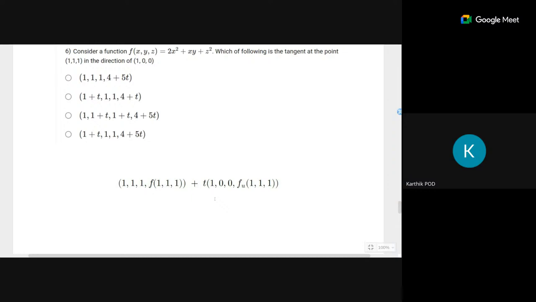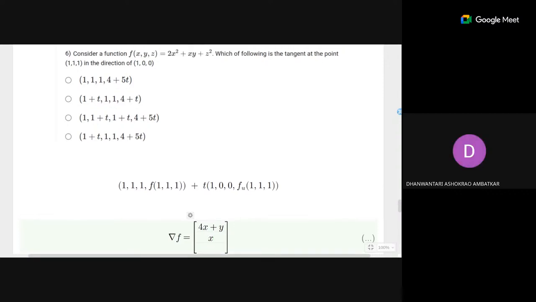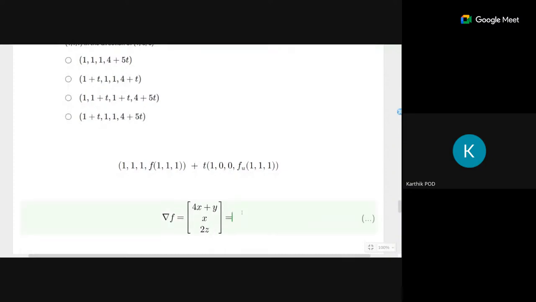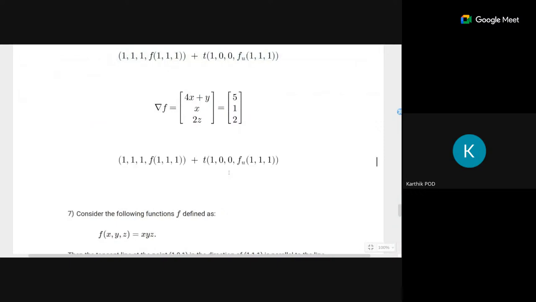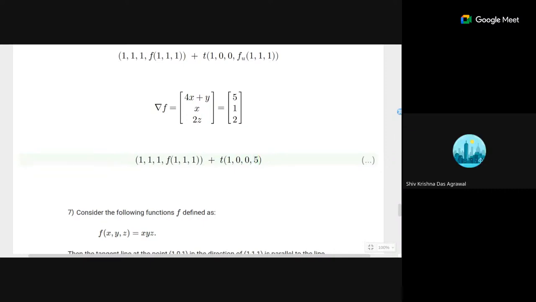So what is that? First, you have to find out nabla of f. So nabla of f is what? I'll quickly write it down. fy is ... and fz is 2z. Okay, now let's find it out at 1, 1, 1. So it is 5, 1, 2, right? Now we have to take the dot product with 1, 0, 0. So 5, 1, 2 dot product with 1, 0, 0, right? That'll be just 5, correct? Yes. Okay, that'll be just 5.